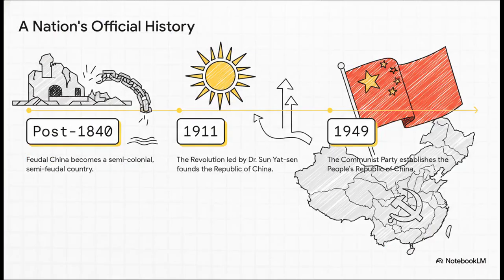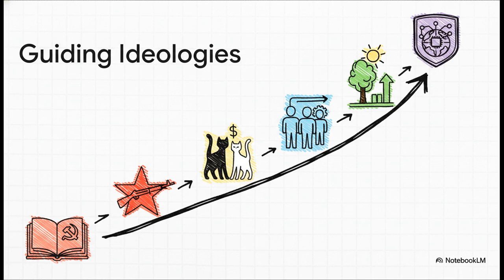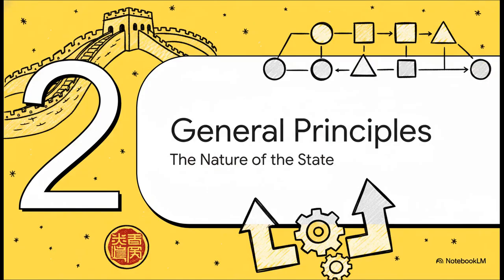The Constitution lays out this very specific historical journey. It kicks off after 1840, painting a picture of a declining feudal China. Then it moves to the 1911 revolution, and its grand finale is, of course, 1949, the founding of the People's Republic under the Communist Party. And according to the preamble, all of this success is thanks to the Communist Party and its constantly evolving set of guiding principles. It's this ideological chain, starting with Marxism-Leninism and stretching all the way up to the present with Xi Jinping thought. Okay, so that's the official history, but how does that story actually shape the country today?